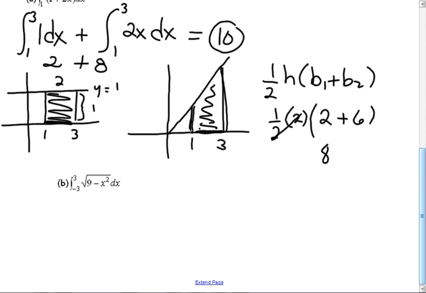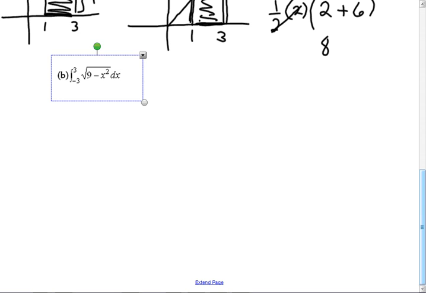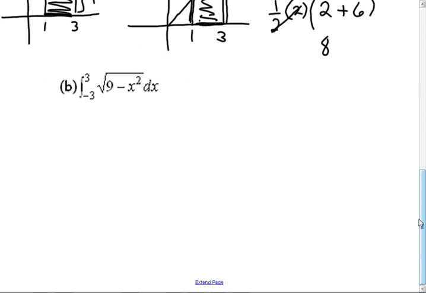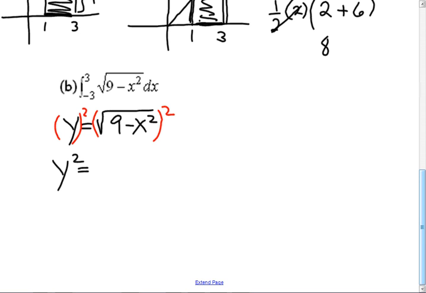What is this graph? Okay, if you don't know, put it on your calculator. It's half of a circle. Do you want to know why it is? Because it's this: y equals the square root of 9 minus x squared. How would I get rid of the square root, Ori? Eric? I would square both sides. No, I'm squaring, not square rooting.